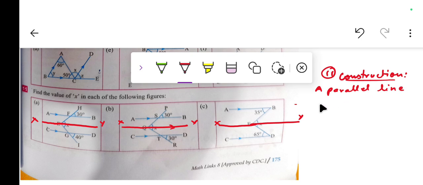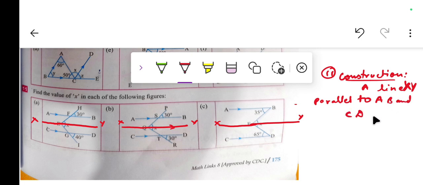Parallel line XY, a line parallel to AB and CD. So that is the construction.